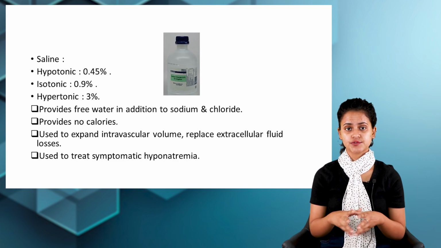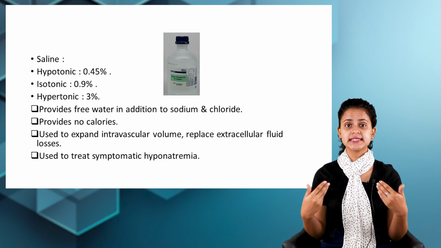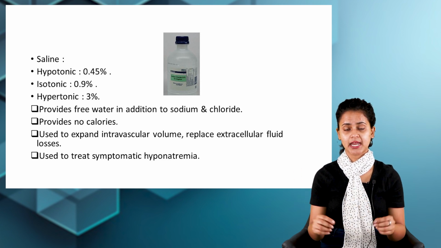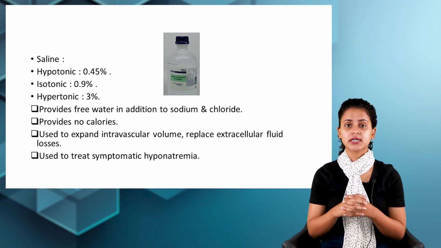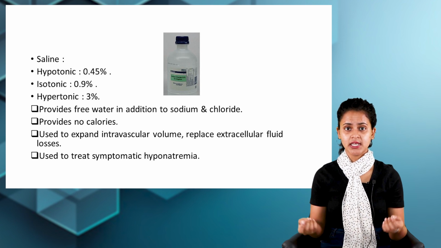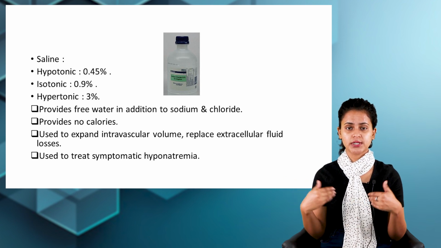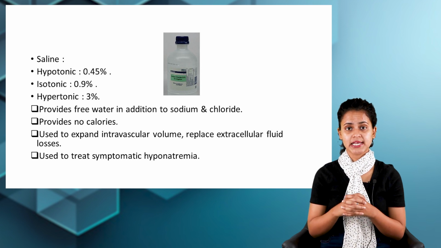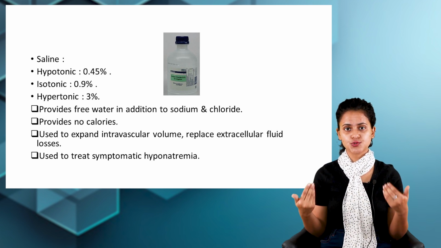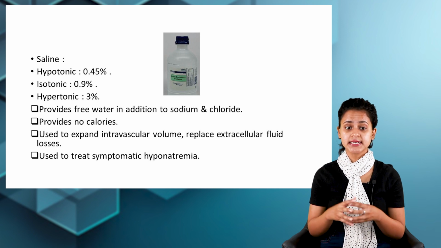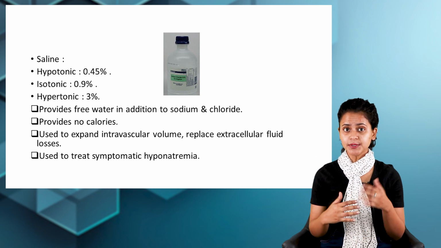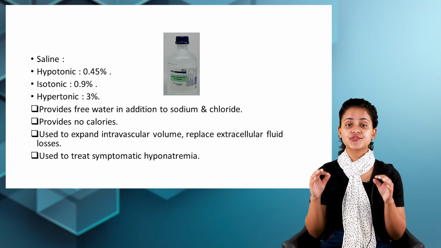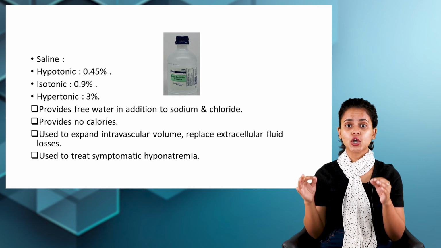The next type of commonly used solution is saline. Three types of saline can be present: hypotonic, isotonic and hypertonic. Hypotonic solutions contain 0.45% sodium chloride, whereas isotonic saline solution contains 0.9% sodium chloride, and hypertonic solution contains 3% sodium chloride.